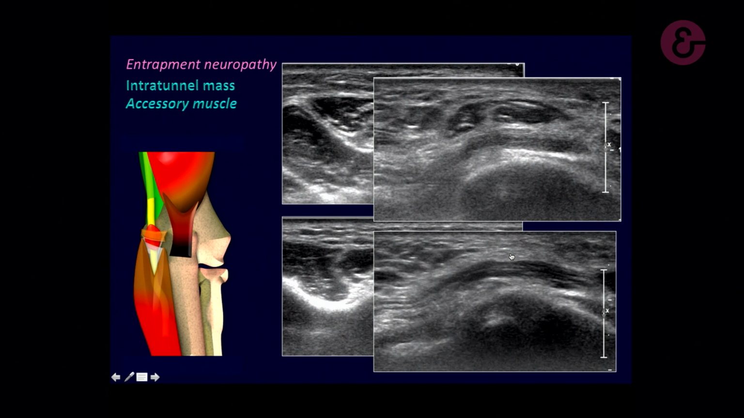I don't know really if this is compressing the nerve, yes or no. It's very difficult to do that, but you can see the exact size of this muscle.